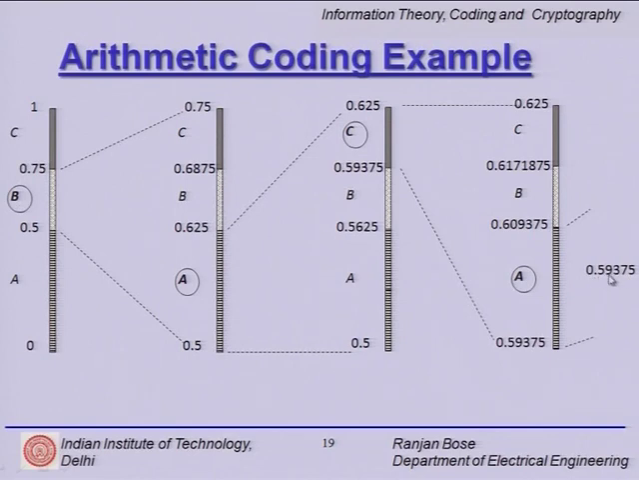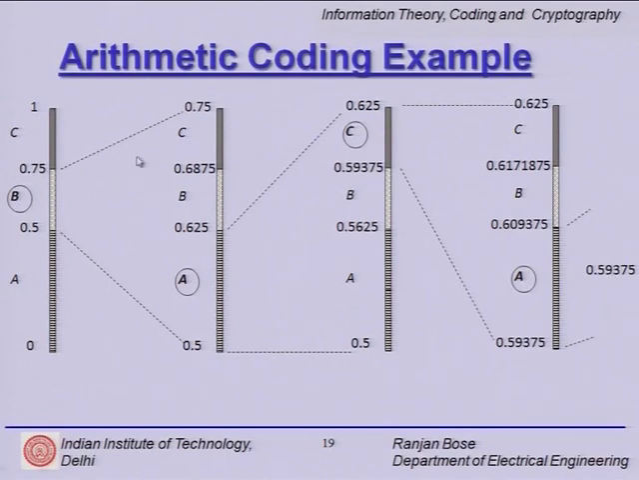Where is 0.59375? So I go to my real line between 0 and 1 and see where this number 0.59375 should lie. So I said, oh, this number should lie in this region somewhere. I don't care where, just this region. So I say, oh, this is the region for B. So the first decoded symbol is B. But am I done? No. So I go further.